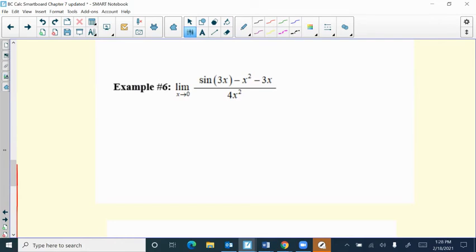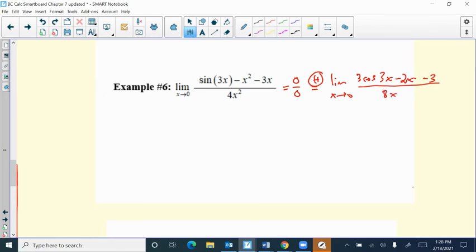So as I try to approach 0 here, again, putting in 0 directly, we get 0, because the sine of 0 is 0, minus 0 over 0. So it definitely is 0 over 0. So I'm going to say, okay, well, that's going to equal, by L'Hopital's rule, the limit as x approaches 0. Derivative of sine of 3x is 3 cosine of 3x. And then we get minus 2x minus 3. So that's the top derivative. The bottom derivative is 8x.